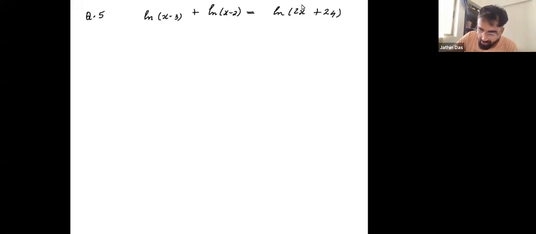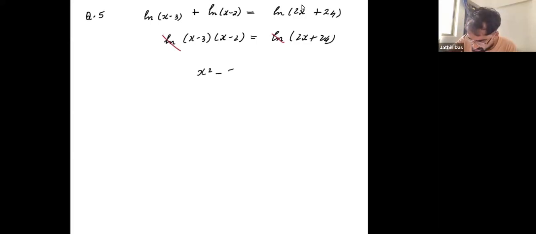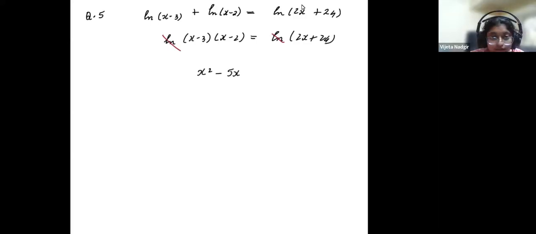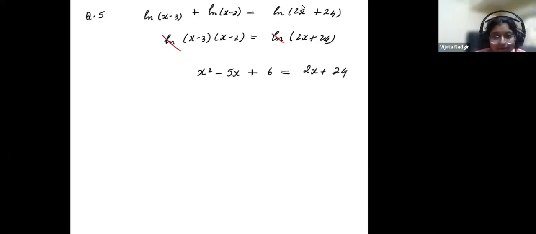So this is a multiplication, and then that ln I'll take it out. So here x² − 5x + 6, so minus 18... 20. So, wait, I'll keep it. I'll take every step. 2x plus 24. Okay, I got my mistake.